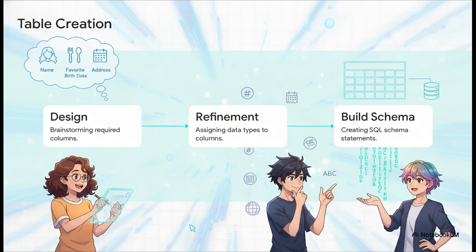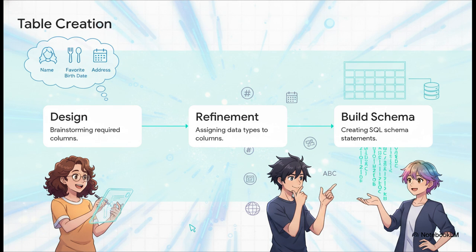We've got our materials sorted out, now it's time to actually pour the foundation. Because building a table isn't just about throwing code at a screen. It's a highly structured 3-step process that's explicitly outlined in our source text. Step 1 is design. This is basically the brainstorming phase. Let's say we want to track a person and their favorite foods. We list out exactly what we need: name, gender, birth date, address, and obviously the foods themselves.